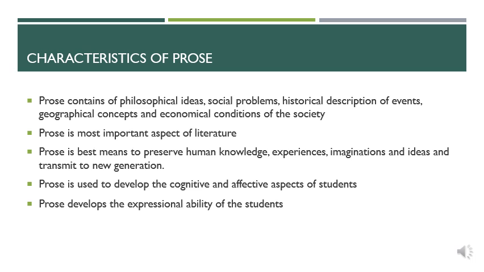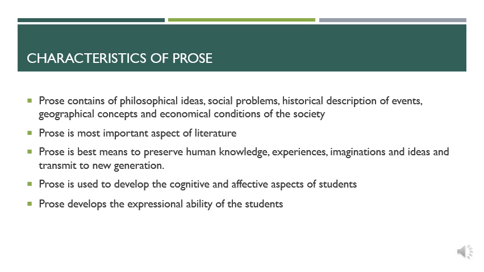Okay, and prose is a most important aspect of literature. Among all literature, prose is one of the most important. Why? Because it develops the 4 language skills. And prose is the best means to preserve human knowledge, experience, imagination, ideas, and transmit them to the new generation. So it is a preservation of knowledge, of experience, imagination, ideas. Those things can be transmitted to the next generation only through prose.